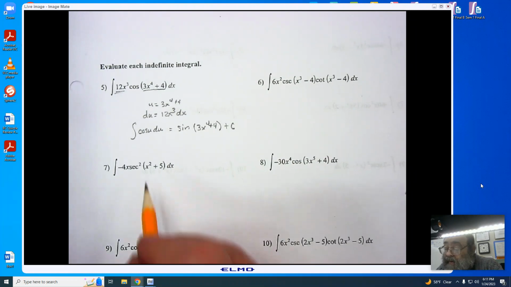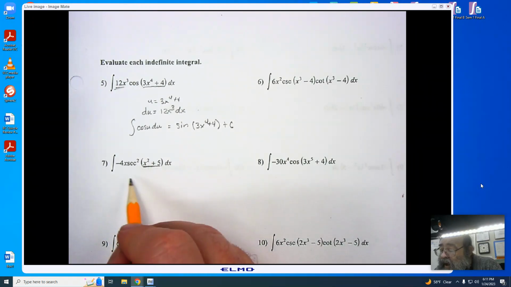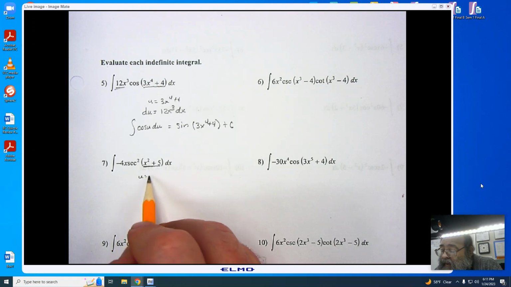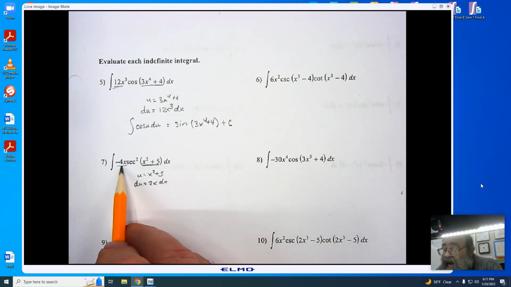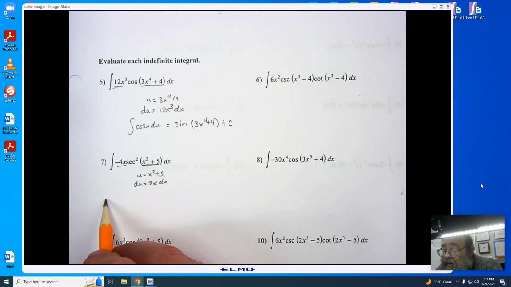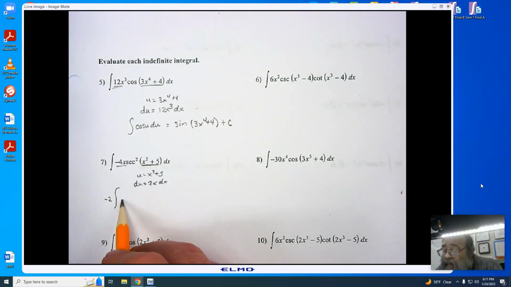Let's take a look at number 7. Notice in number 7, we're looking right smack dab inside of that secant squared, and I am looking at u equaling the x squared plus 5. That means that the du is going to be 2x dx. When I look at this, I notice that I have too much. So I'm going to factor out the minus 2, which is not part of the du, and I'm going to call this secant squared u du.